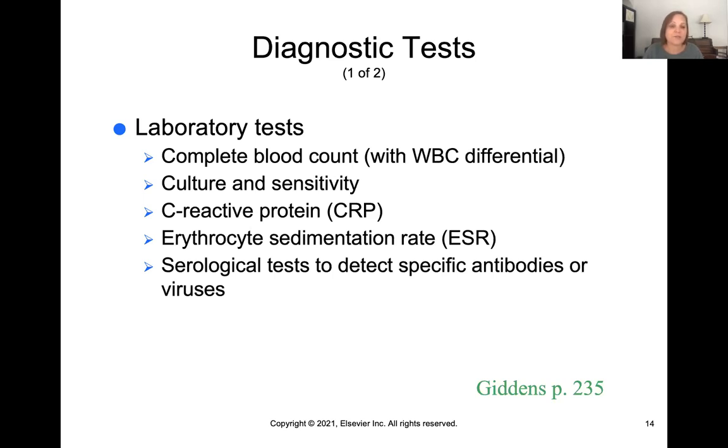And then finally, you can do different tests to detect specific antibodies or viruses. And when you went to nursing school and you had different titers run, they were detecting if you already have antibodies in your system, meaning you've developed immunity to specific types of illnesses.